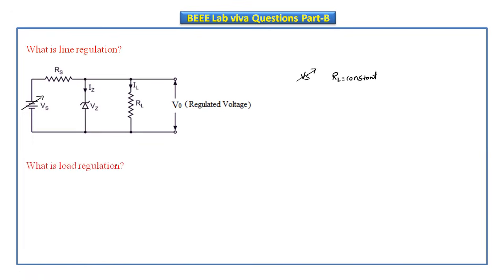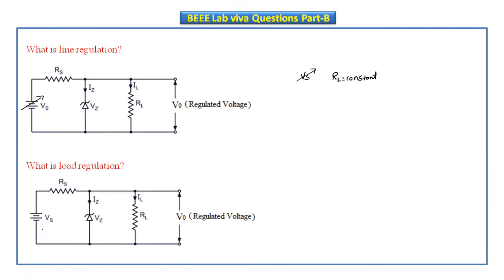But in the case of load regulation, this is the regulation diagram. In this, Vs is constant, but we vary the load resistance by using a decade resistance box. In this case, if the load is variable and Vs is constant, we should get a constant output voltage. That is called load regulation. Here, supply voltage Vs is constant, but RL, the load resistance, is variable.